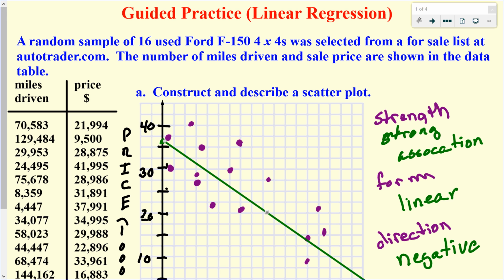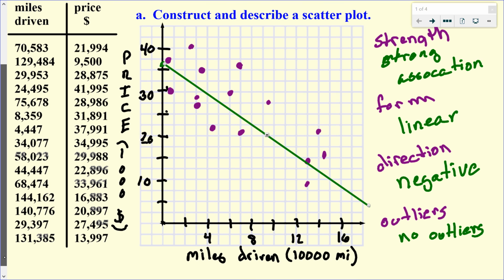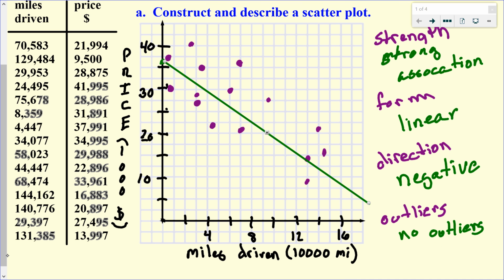Now it does make sense that the truck would be $36,000 because you could buy a truck with 0 miles driven. That's like buying a truck off the lot, brand new truck. But we need to make sure it's not an extrapolation. So we look at our range. It looks like our minimum value is 4,000 miles, and our maximum is 144,000. So 0 is outside that range.